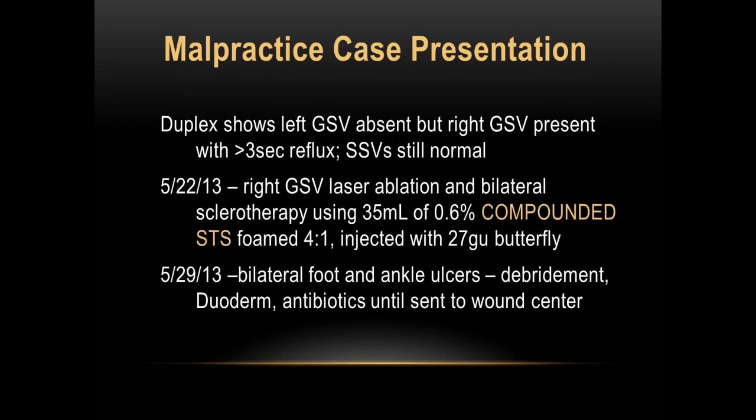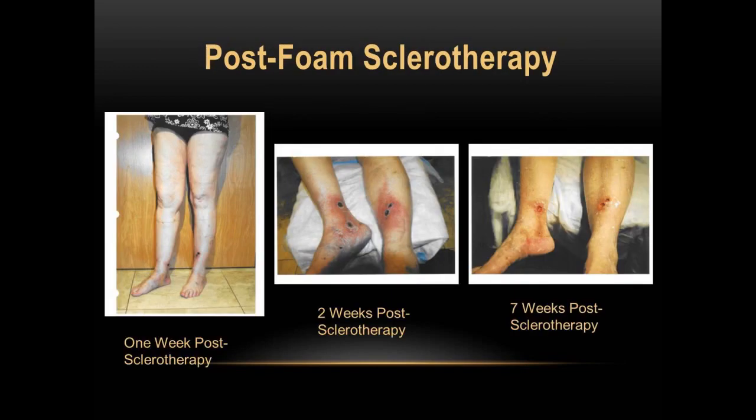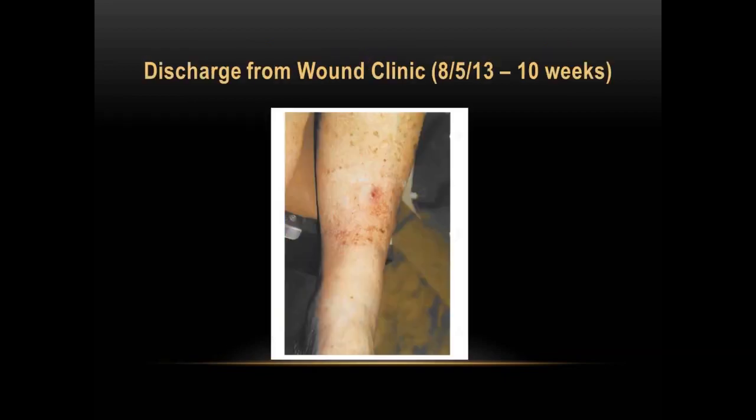A week later, she presented to the clinic with bilateral foot and ankle ulcers. These were debrided, duoderm was applied, and she was placed on antibiotics and sent to a wound center. These are images. 1 week, you can see some ulcerations in both sides. 2 weeks later, there's some more inflammation. 7 weeks later, they are finally clean, no inflammation, and beginning to close in. So these are slow-healing ulcerations. And that's the patient at discharge from the wound clinic. All of the wounds are closed except for that one that you can see, and that's 10 weeks after the injections.